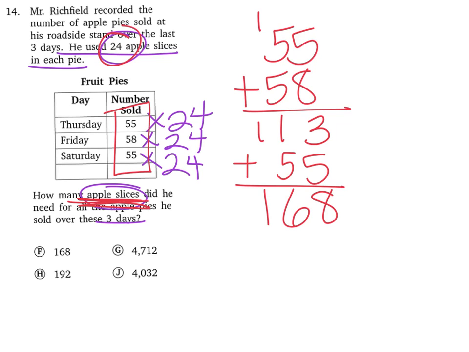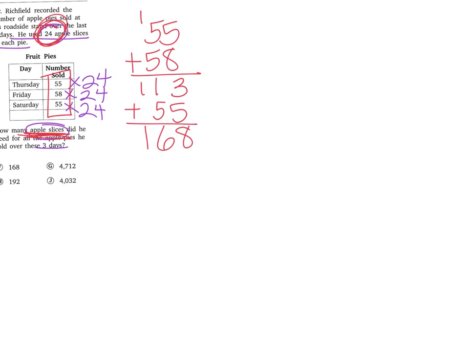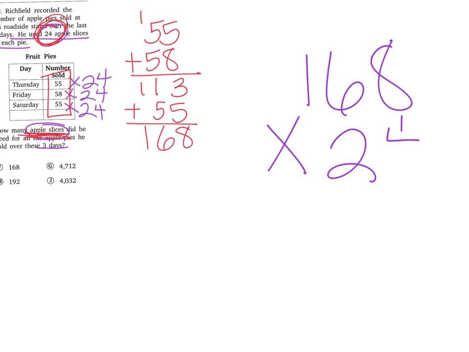And we said that, well, he's made his pies with how many in each? 24. So I'm going to take 168 and do what with it? You're going to multiply it by 24. By 24. Good job. Okay, guys, let's do it together. Write it in your journal.